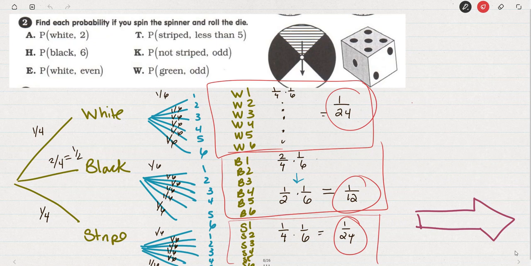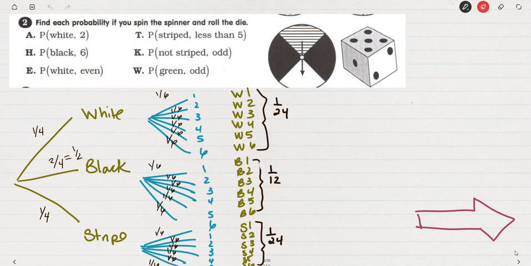And we should be able to then change these fractions to decimals. If you divide 1 divided by 24 and round it to 3 decimal places, multiply by 100 to get the percent.